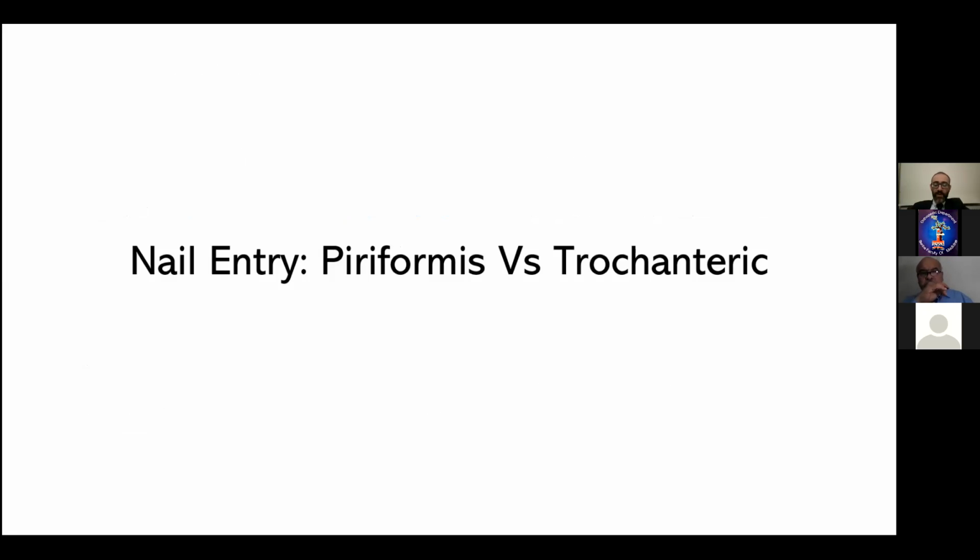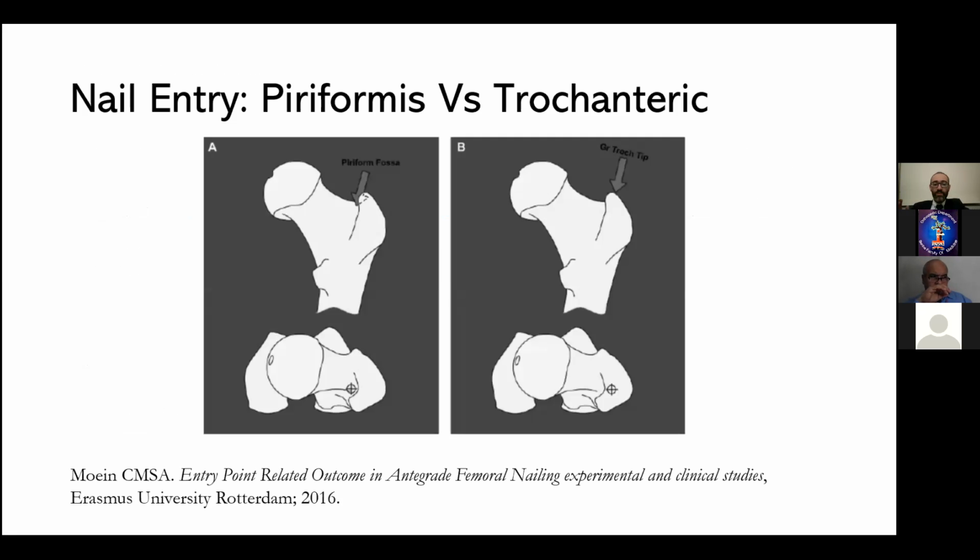Nail entry. Again, this is one of the current situations, piriformis that we know, and then the era of trochanteric entries. What is the piriformis entry? Piriformis entry comes through the piriformis fossa. And what is the idea of this? Because it's simply in line with the medulla. So you get the nail straight forward into the medulla.